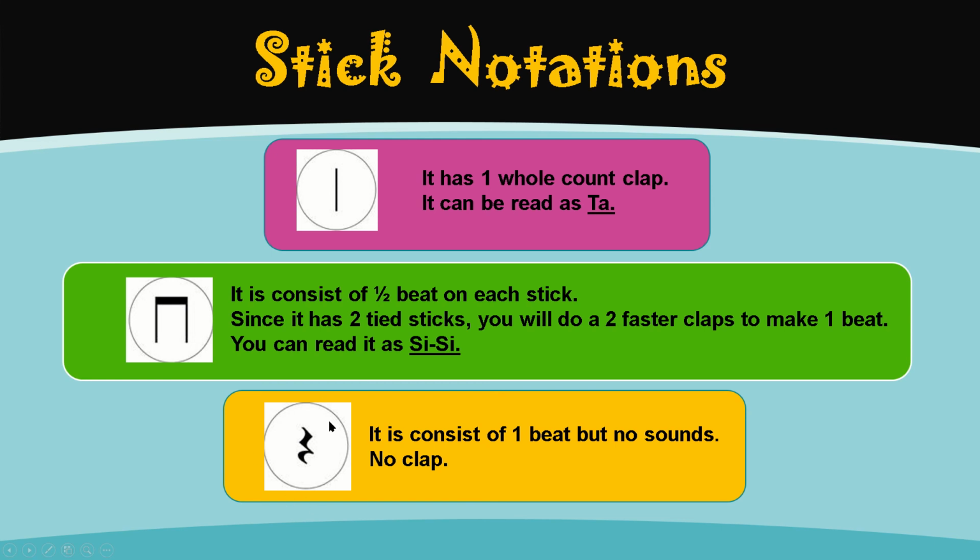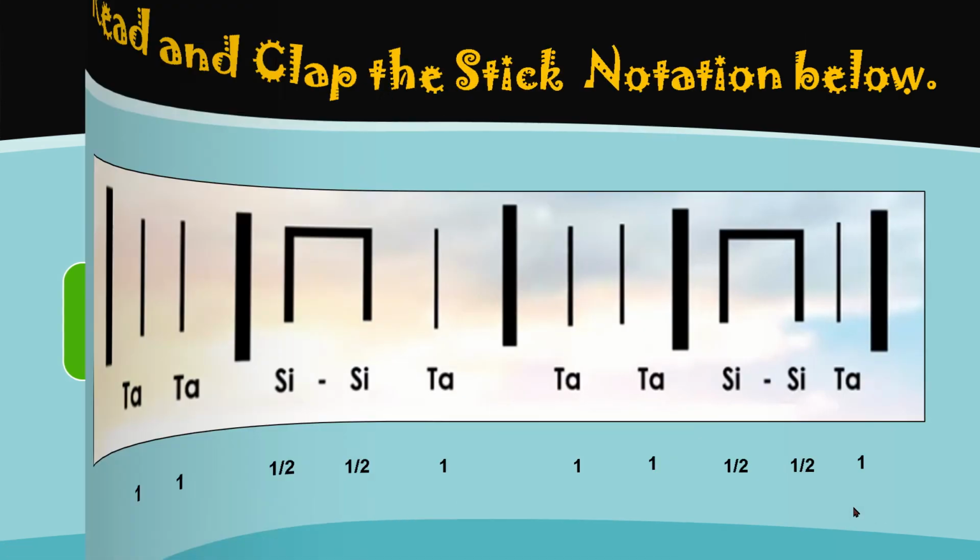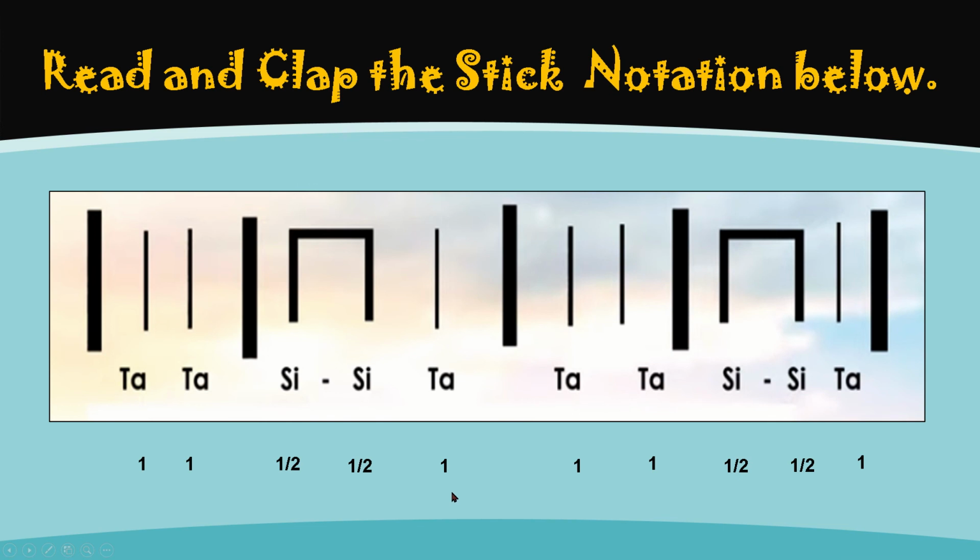Alright. Next, on the third symbol, you will see a symbol of a rest. It consists of one beat but no sound, meaning no clap at all. Now, let us read and clap the stick notation below.